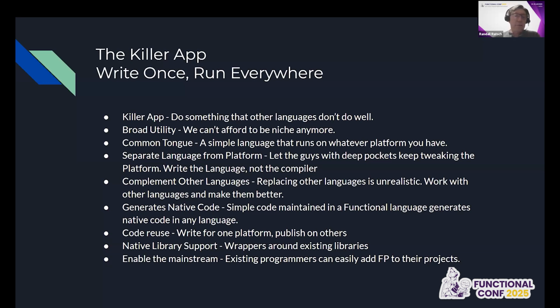To generate native code: if we have a simple code language maintained in a functional language, and we generate native code in any language, this would generally give broad code reuse. You write for one platform and you can publish on multiples. It would also expose the ability to use native languages and native libraries and consume them into a functional project. This would also enable the mainstream, so existing programmers can easily add functional programming to their projects, regardless of what language they're using.